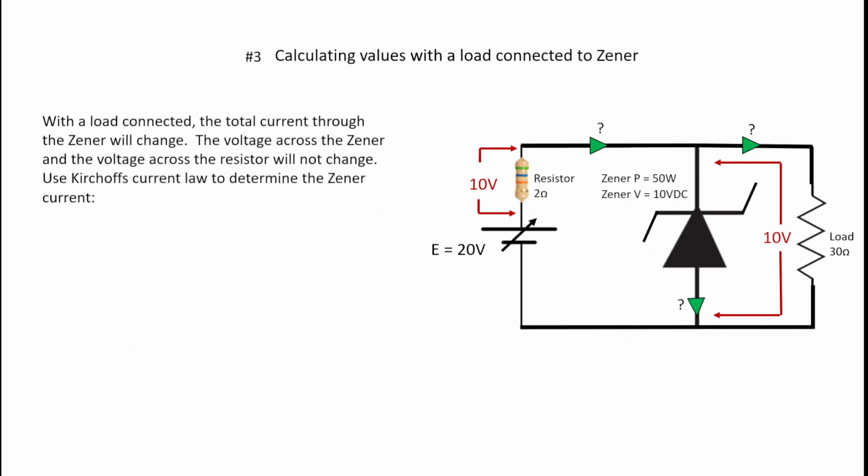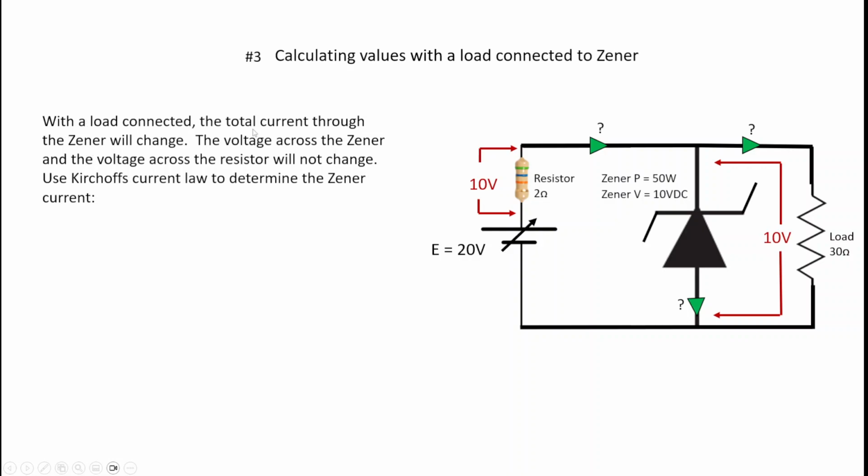Third calculation, let's calculate the values with a load connected to the Zener. And so you can see here there's a number of question marks, but a whole bunch of numbers are still the same. And that's because my Zener diode here is going to have 10 volts across it. And here we've got 10 volts across the resistor. It's a 2 ohm resistor. Let's see what else we have to calculate.